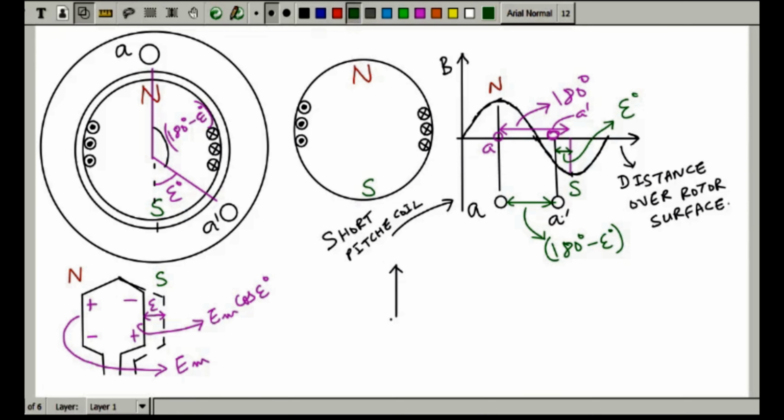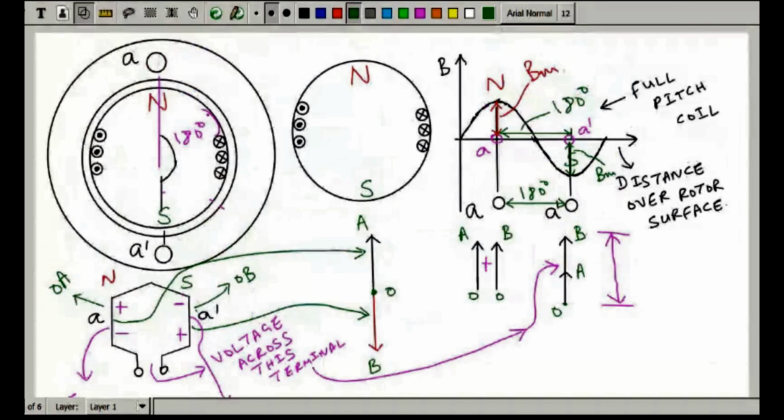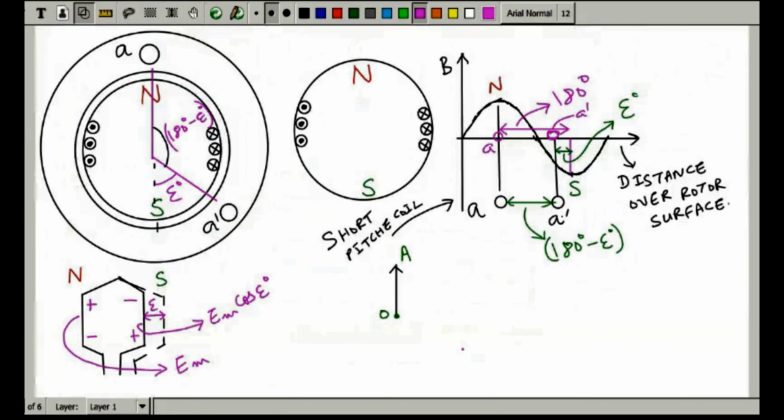So this is your O, this is your A. Now what will be B? Where will be OB? Earlier it was both 180 degree apart. This thing was your 180 degree apart in the case of full pitch coil. But in the short pitch case, it won't be 180 degree apart. It will be less than 180 degree apart. So by how much less will it be?